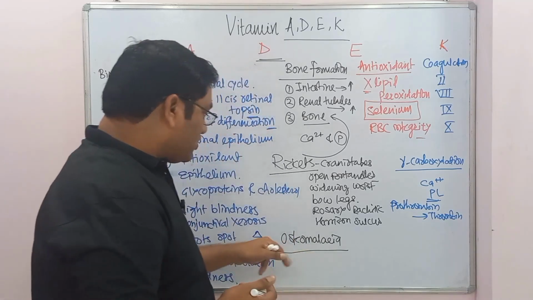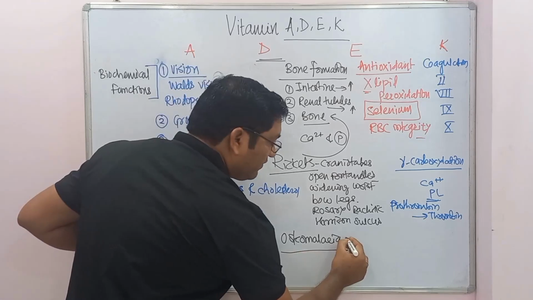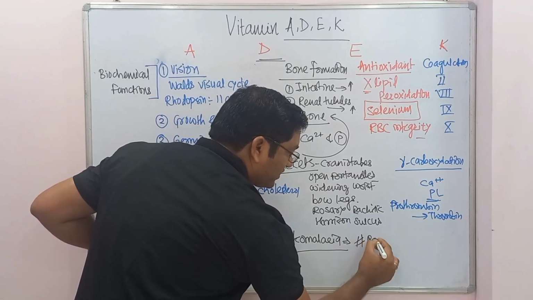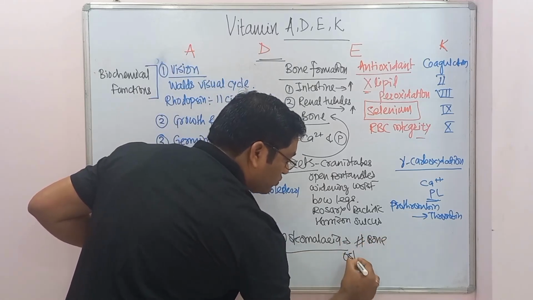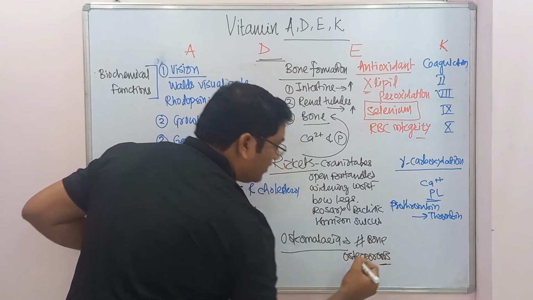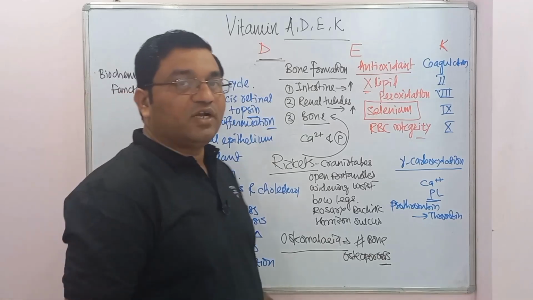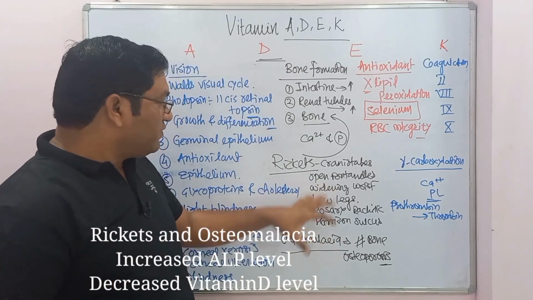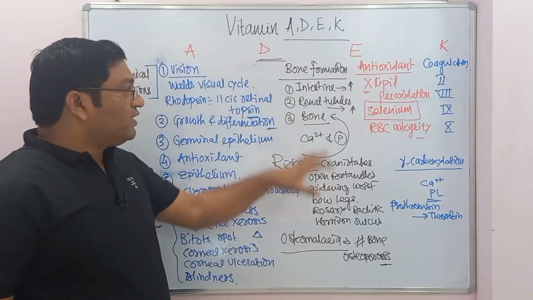Okay. So osteomalacia will lead to easy fractures of the bone and osteoporosis in adults, frequent fractures of the bone and osteoporosis. It is known as osteomalacia. So these are the deficiency manifestations of vitamin D.